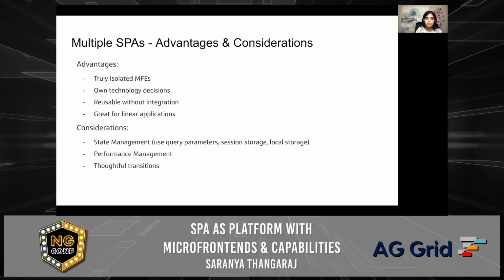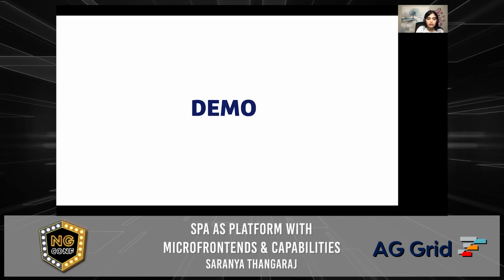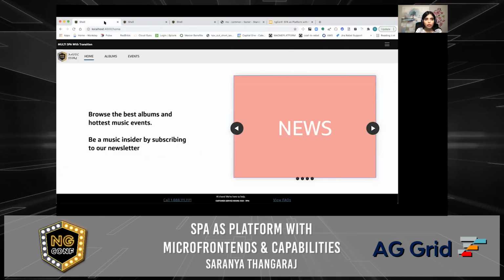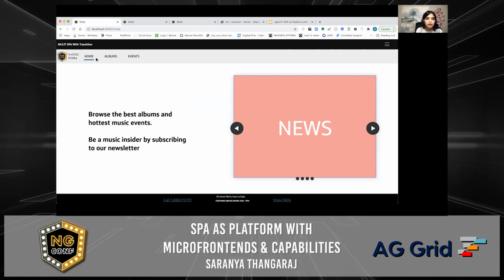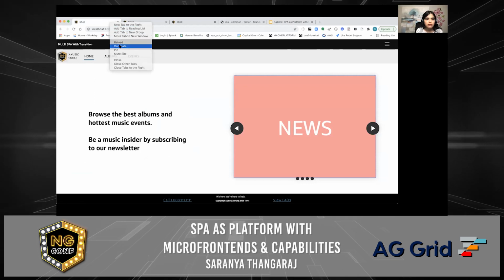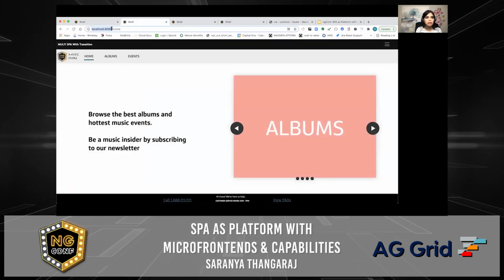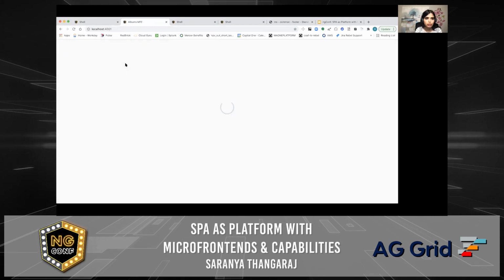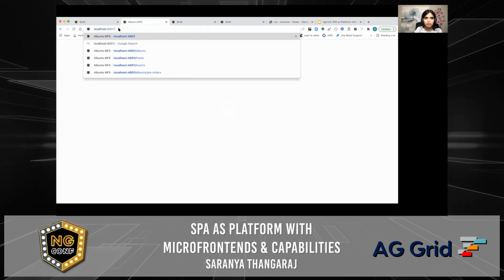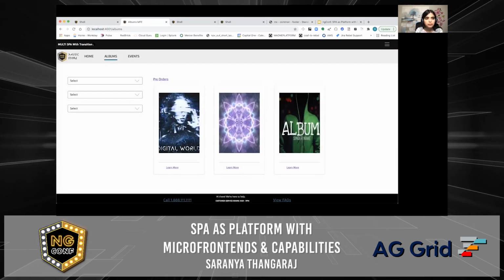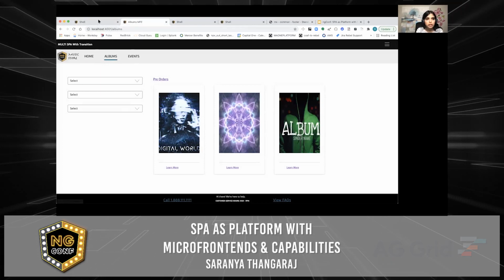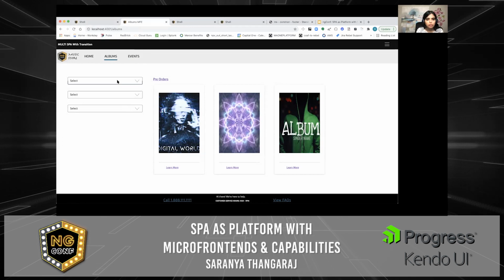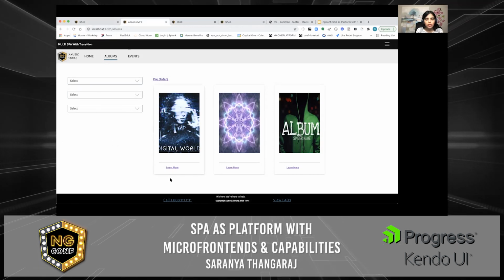So let's look at a demo of this. I've already started our application. Here I have the home running on port 4000, and I have our albums micro front end running on 4001. Each micro front end is its own micro application, and it bootstraps its own app.